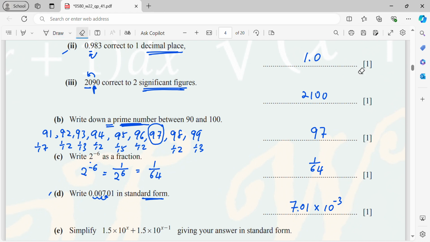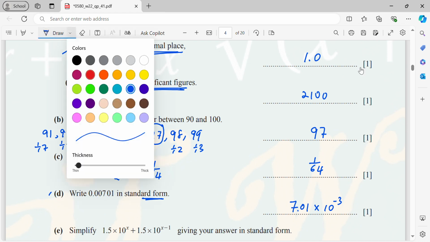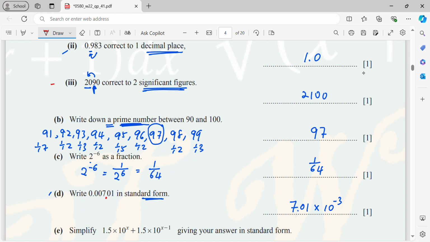Okay, or I will say that it is like this. Here, go to 1 decimal place, then 1, 2, 3. So you move 3 places backwards. Therefore, it's power negative 3. Okay, that is the standard form.